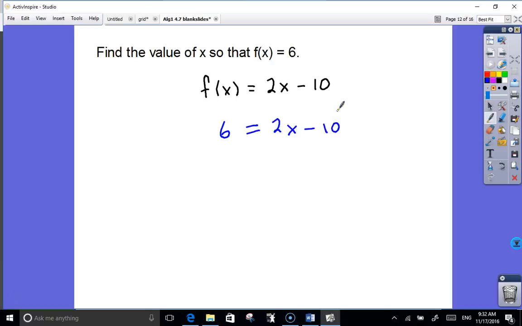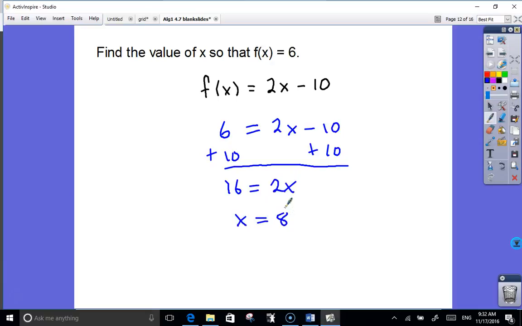And that's a two-step equation, right? What are the two steps? No, you're solving for x. Add 10, then divide by 2, right? So add 10. 16 equals 2x, so x equals 8.